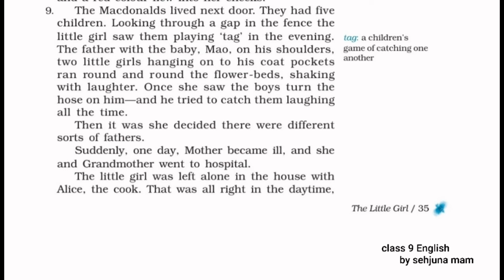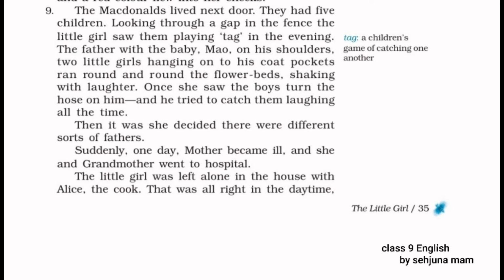Mr. McDonald would make his little baby Mao sit on his shoulder, and his 2 little daughters would hang on to his coat pockets. So all the children were so happy, so much attached to their father. They loved him so much that they would stick to him, and then they would run around the garden, around the flower beds, and they would laugh and laugh. Kezia also wanted to have such fun with her father. She was missing it.